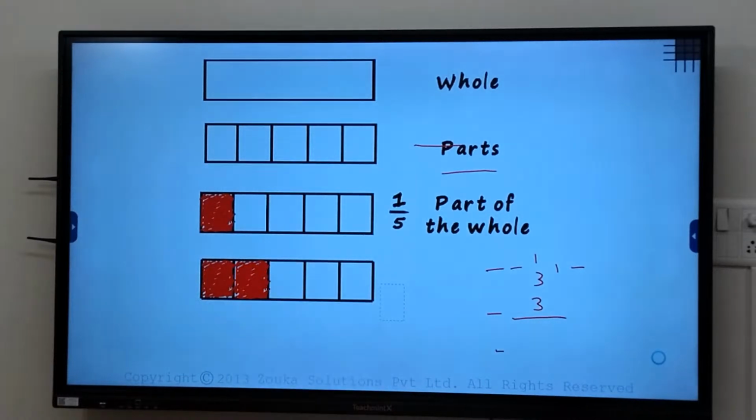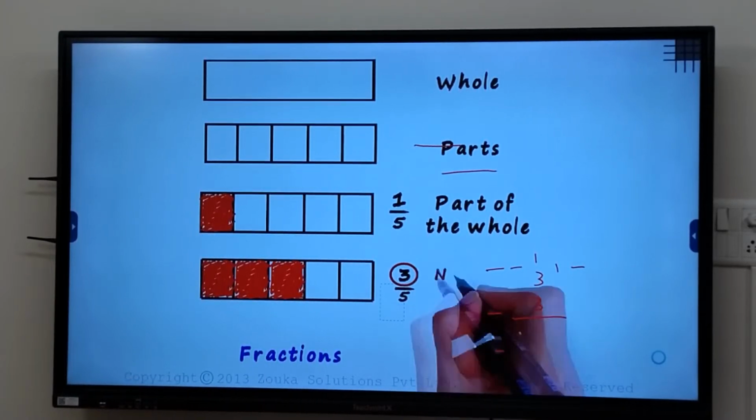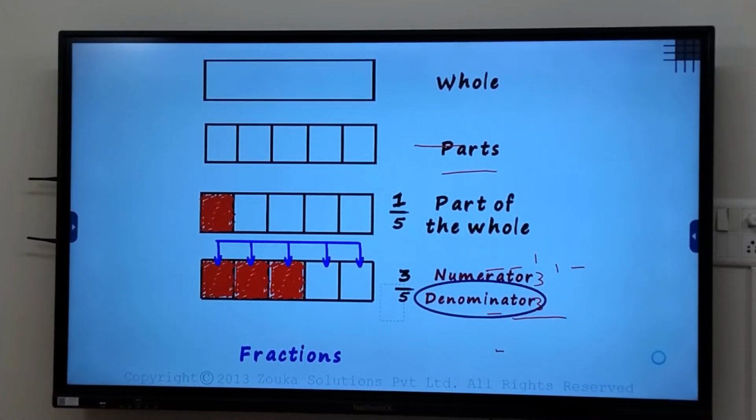This one, and this one. 3 parts out of the total 5 are colored. Hence, this is represented as 3 by 5. These two are called fractions. There is one number on top and one at the bottom. The number on top is called the numerator and the number at the bottom is the denominator. You can see the numerator as the number of parts you have colored and the denominator is the number of parts the whole is divided into.